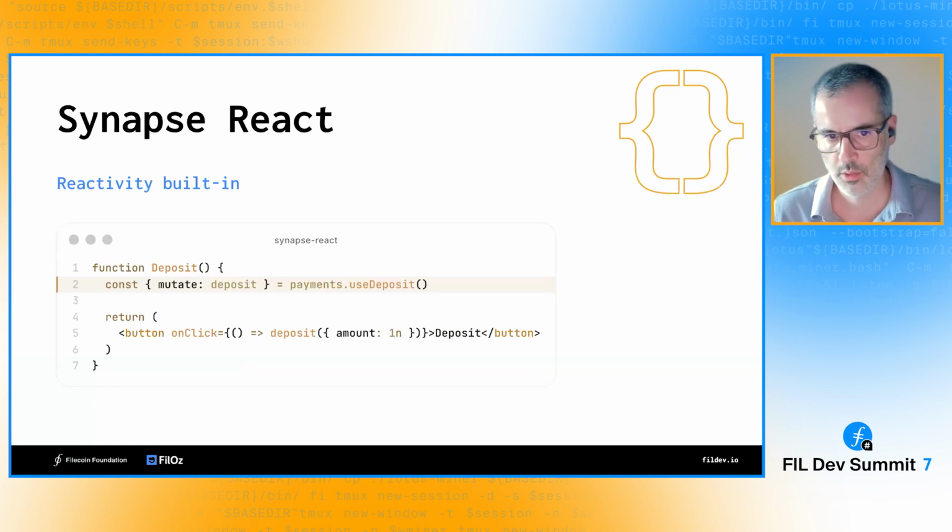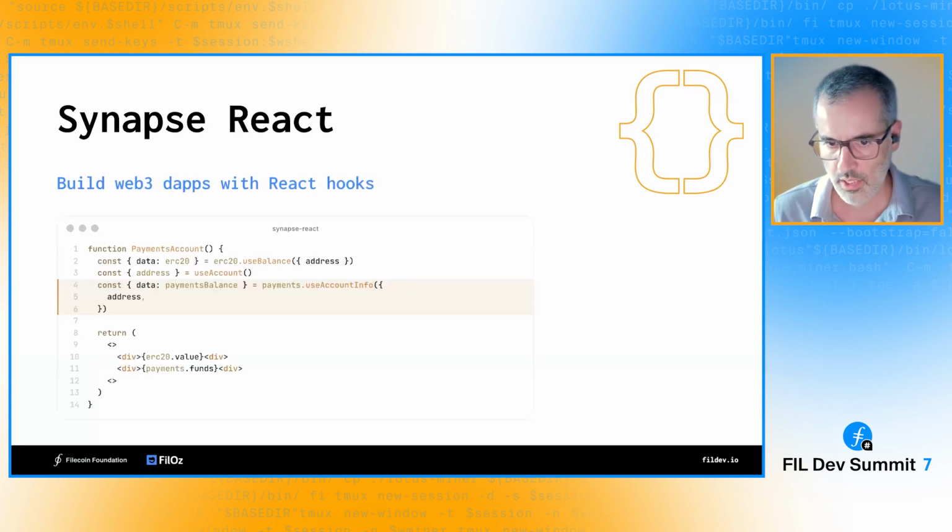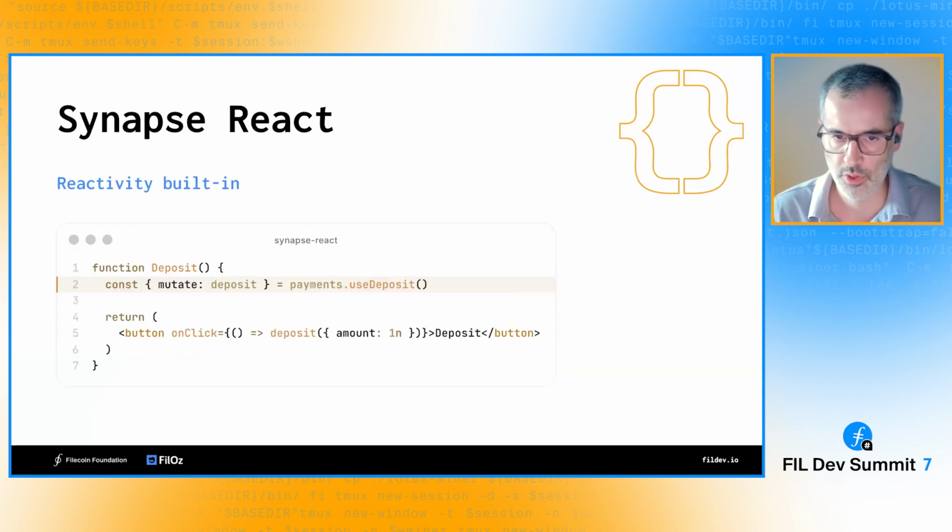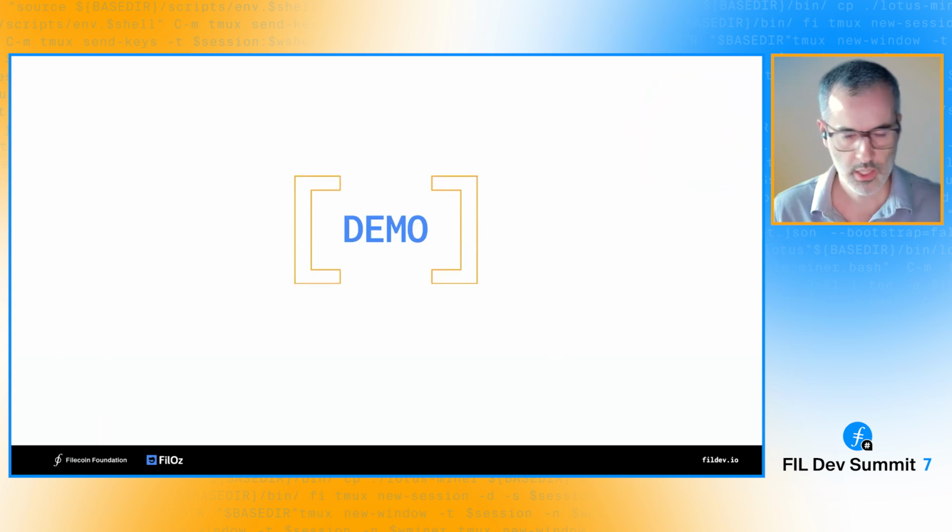One cool feature is reactivity is built in. So if you look at this example, here we are trying to do a deposit, right? Normally you do a deposit, then you need to refresh all the balances and manually write code to do that. With the Synapse React, reactivity is built in. So if you go back to this example, this will be updated automatically. You don't need to write any more code, and it makes building dApps using Synapse React very, very simple for developers.